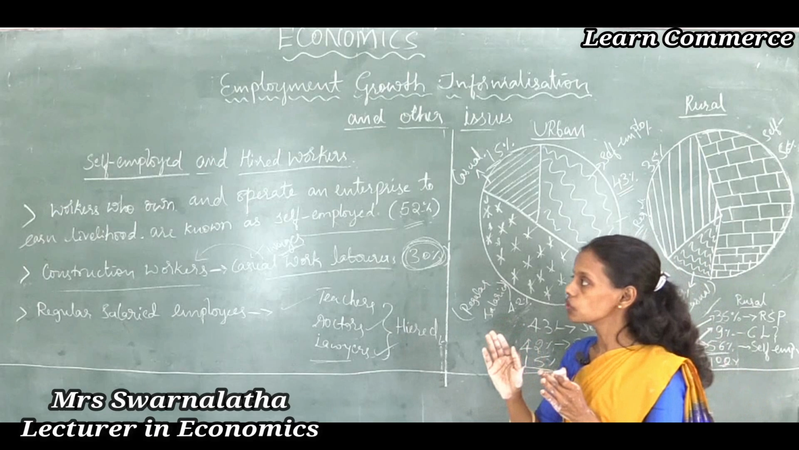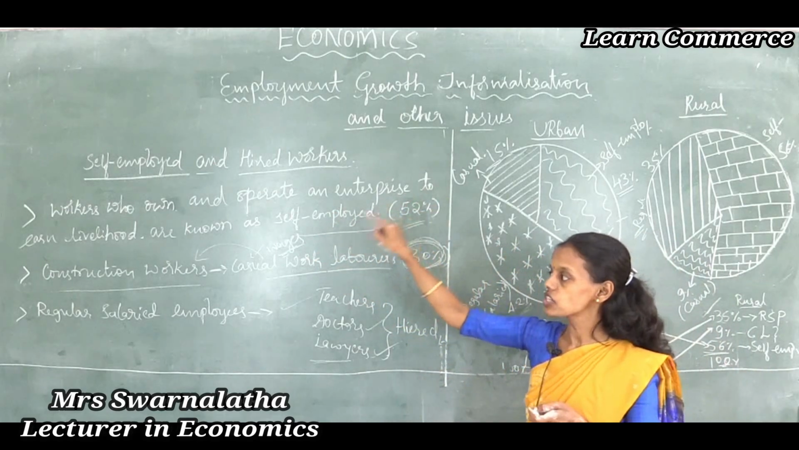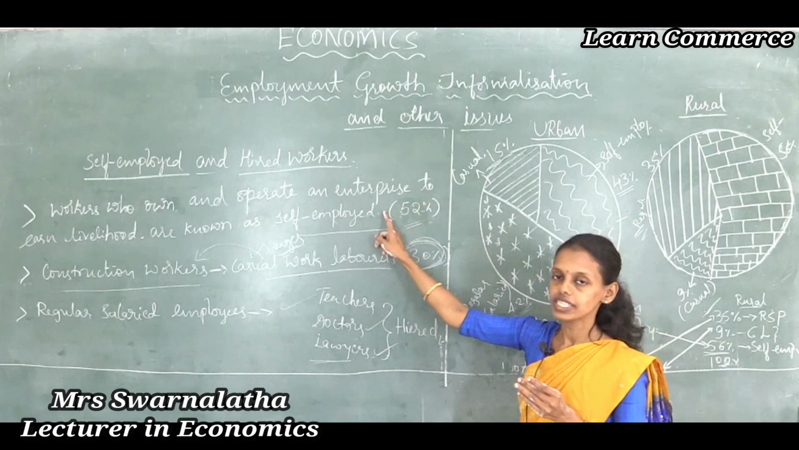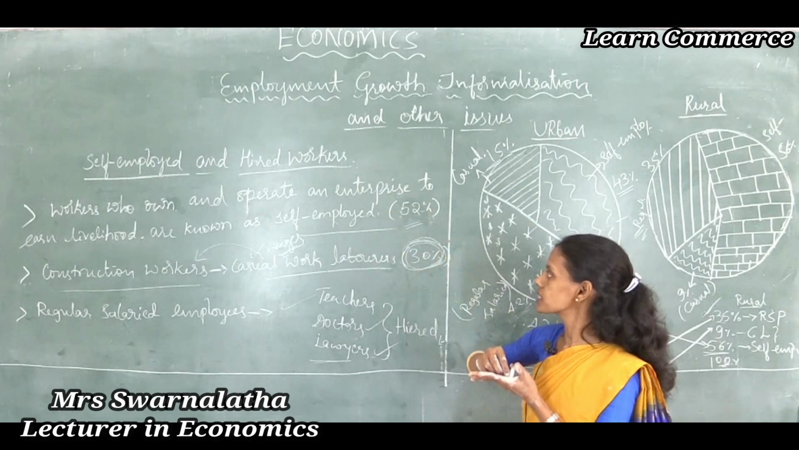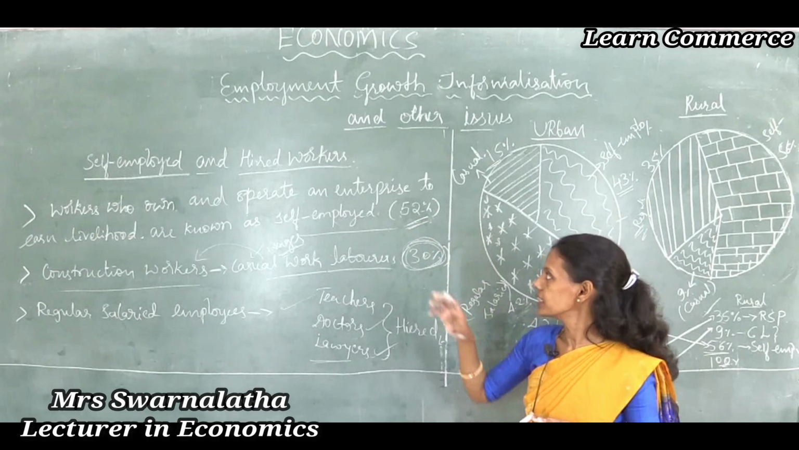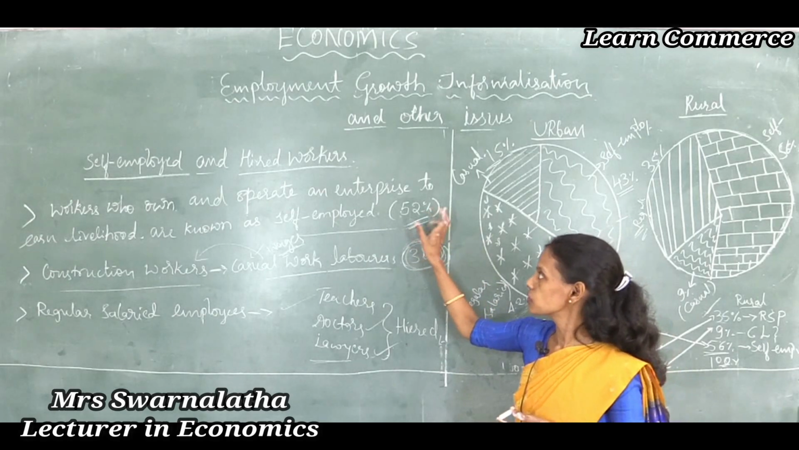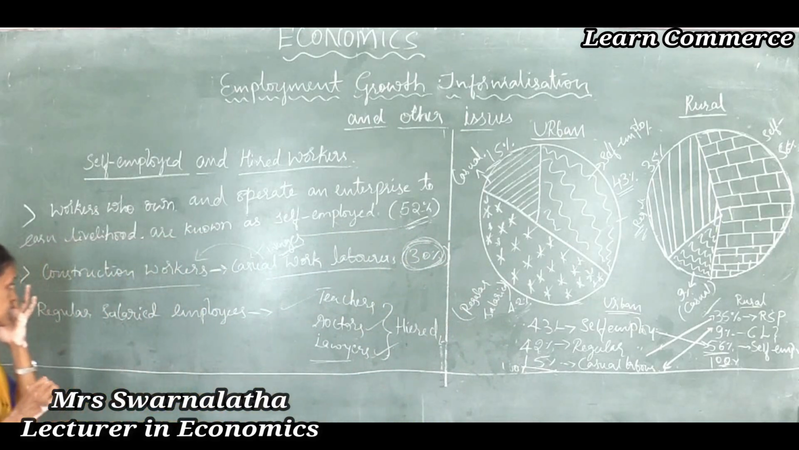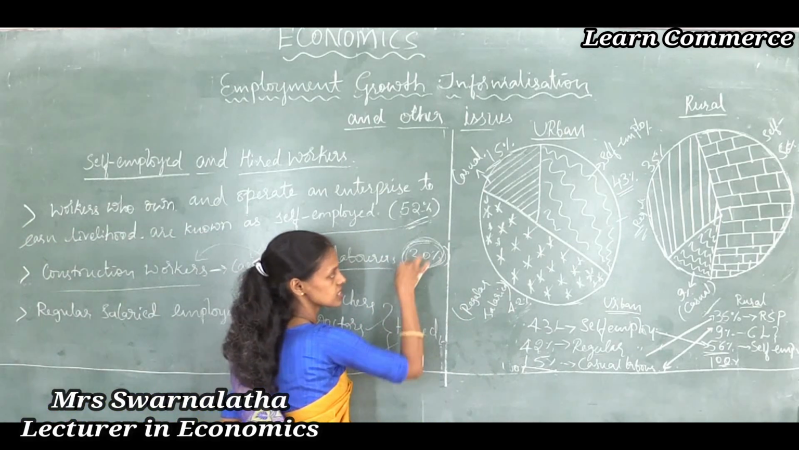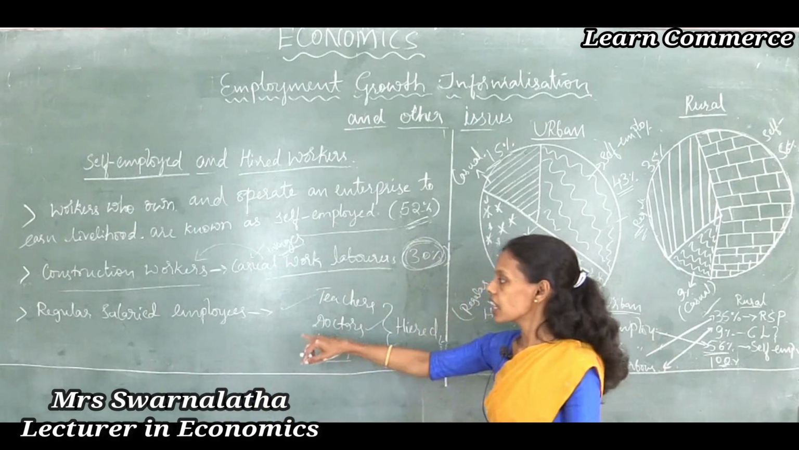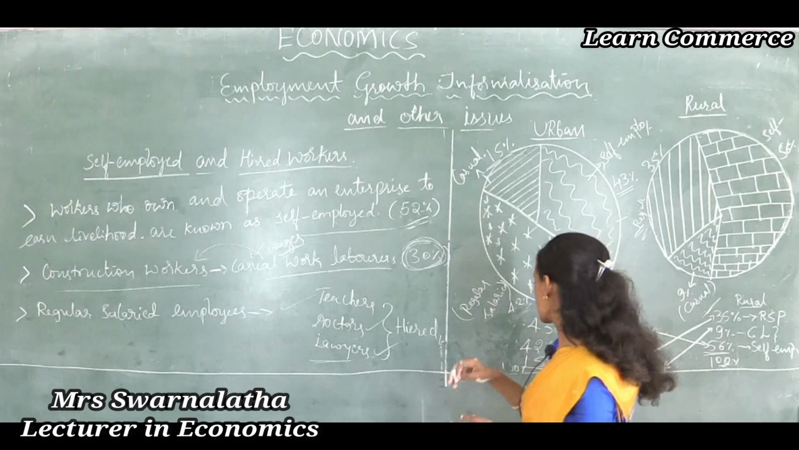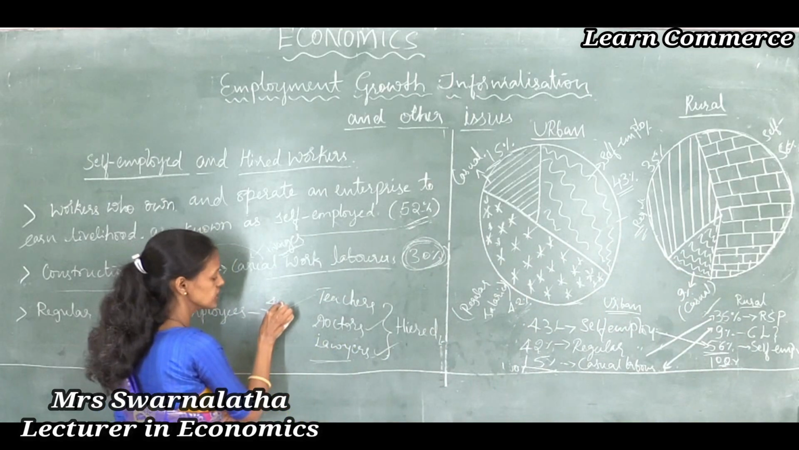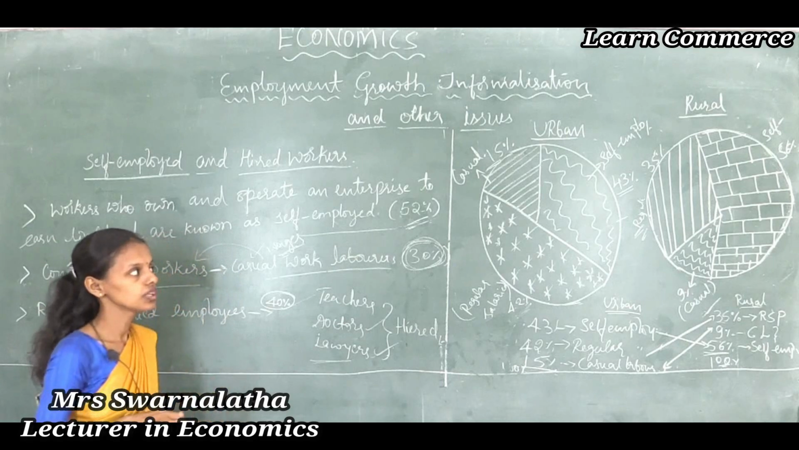Self-employment, you came to know, are those workers who own and operate an enterprise to earn a livelihood, who are known as self-employed. In India, overall 52% of people, either urban or rural, together we are considering, engage themselves, they own and operate an enterprise to earn a livelihood. So the overall percentage of people engaged in self-employment is 52%. Casual workers were 30%, and regular salaried persons were 40%.